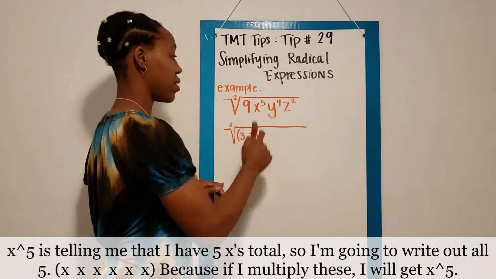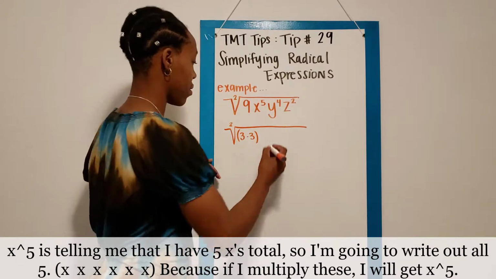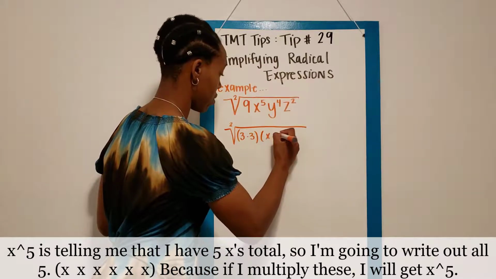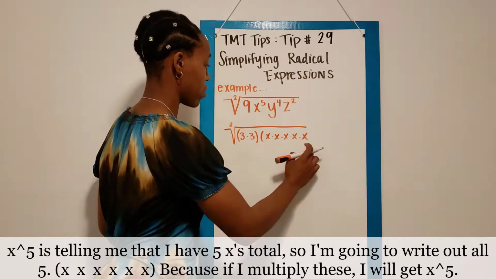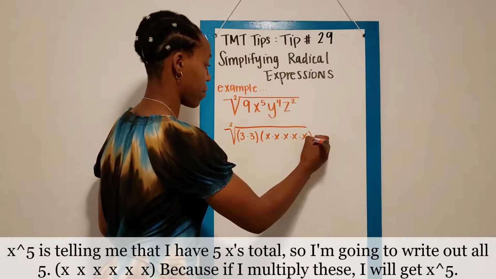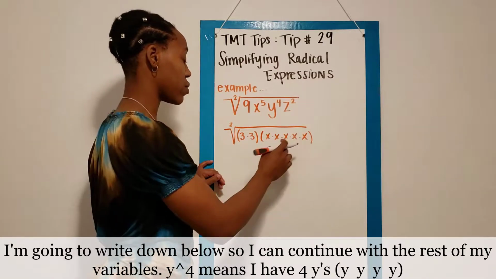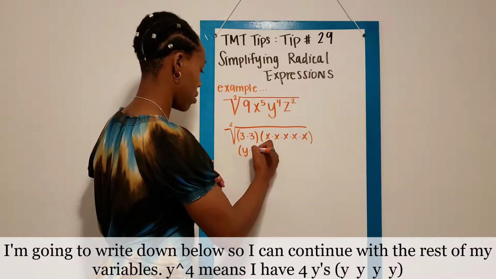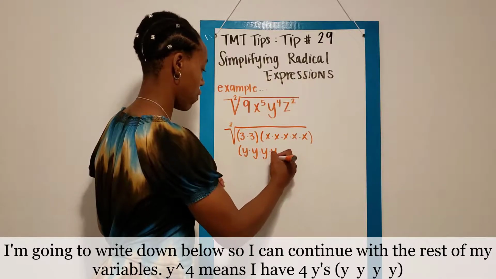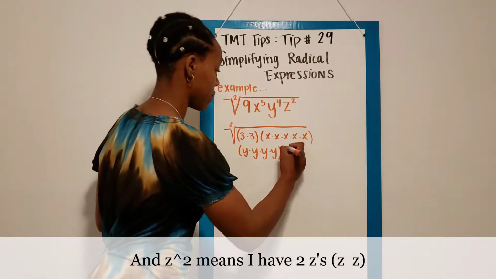Now x to the 5th is telling me that I have 5 x's total, so I'm going to write out all 5. 1, 2, 3, 4, 5. Because if I multiply these, I will get x to the 5th. I'm going to go down below just so I can continue with the rest of my variables. Y to the 4th means I have 4 y's. 1, 2, 3, 4. And z to the 2nd means I have 2 z's.